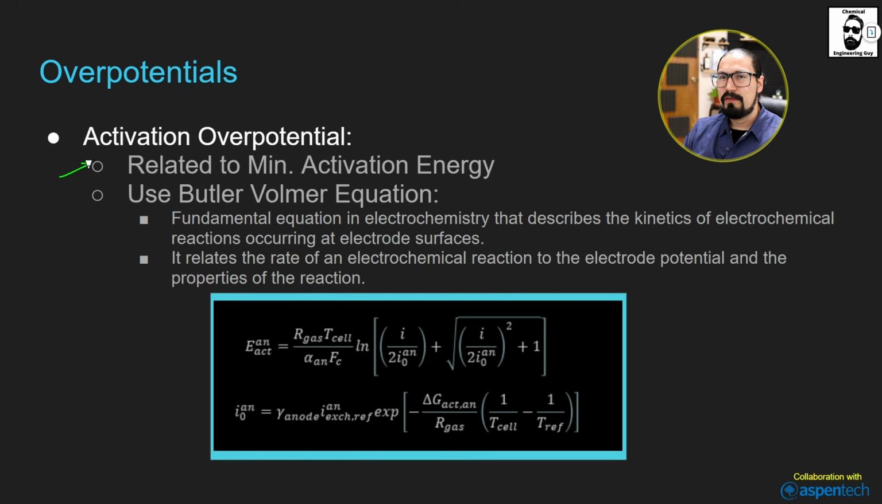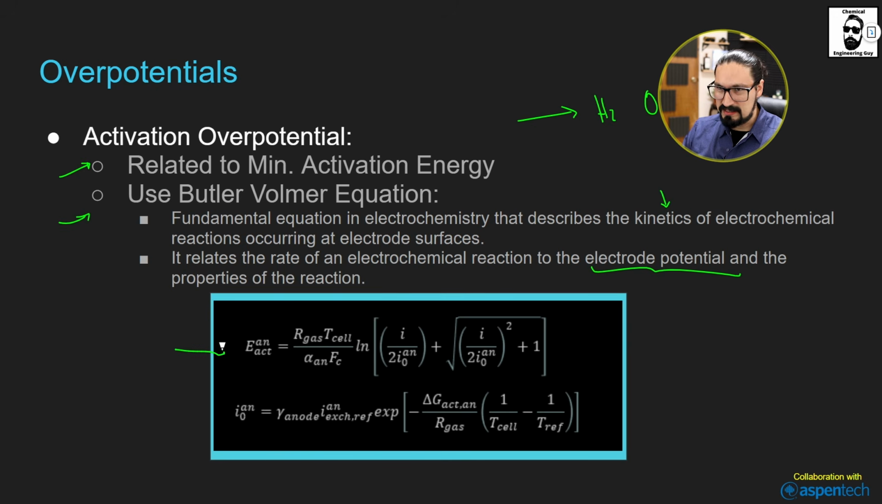So yeah, let us fully define the activation overpotential. As you can imagine, it is quite related to the minimum activation energy for the reaction to go in the forward direction, meaning into the production of hydrogen gas and oxygen gas. We're going to be modeling this with the Butler-Volmer equation, which I don't want to get too technical about. We can do so in later videos in the series, but essentially it is the fundamental equation in electrochemistry that describes the kinetics of electrochemical reactions occurring on the electrode surfaces. It typically relates the rate of an electrochemical reaction to the electrode potential and the properties of the reaction.